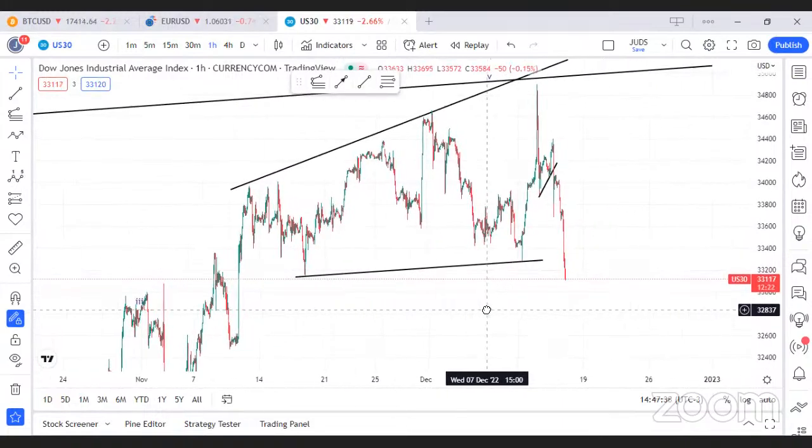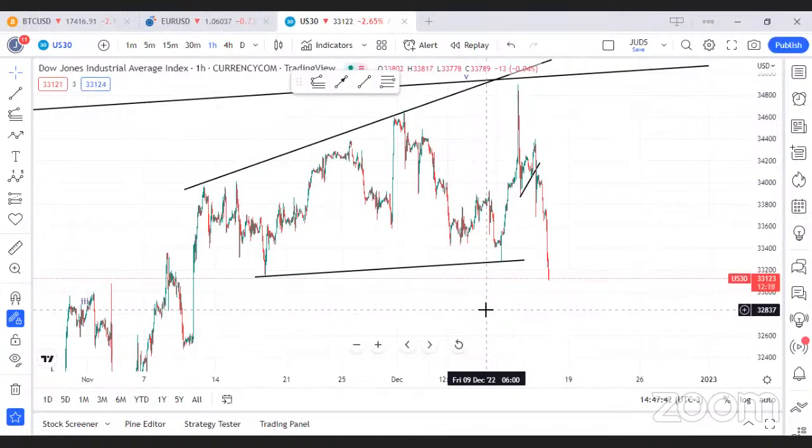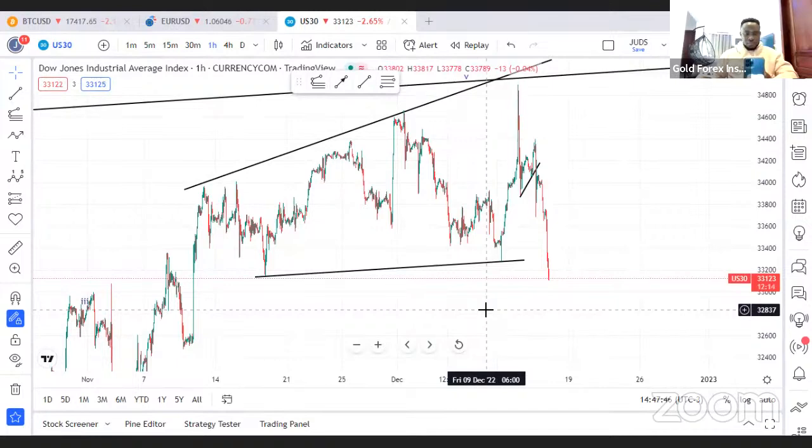I think the same thing will be on S&P 500 and all those kind of indices. Yeah, they're highly correlated.